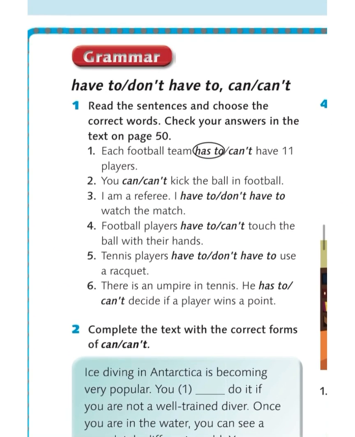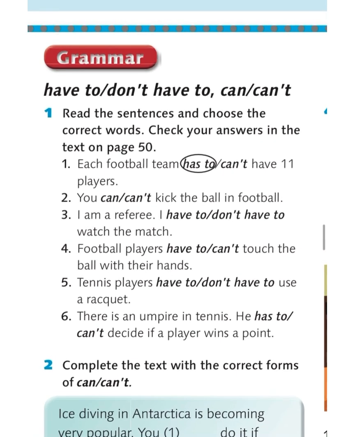Let's start with exercise number 1, which talks about have to, don't have to, can and can't. You have to choose the right answer between have to, don't have to, can and can't. We said that have to, if the subject is singular, what does it become? Has to. And don't have to, if the subject is singular, what does it become? Doesn't have to. Excellent, good job.